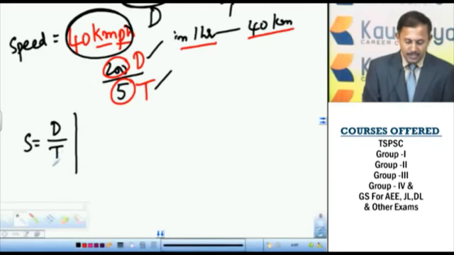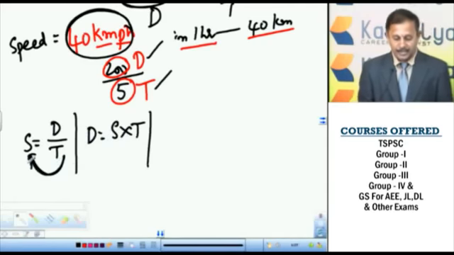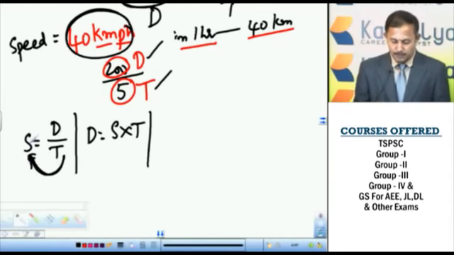Suppose we shift this t to the other side, we can get distance is equal to speed into time. Suppose we want to get the time period. This s can be shifted to the other side. So we can get t is equal to distance by speed.